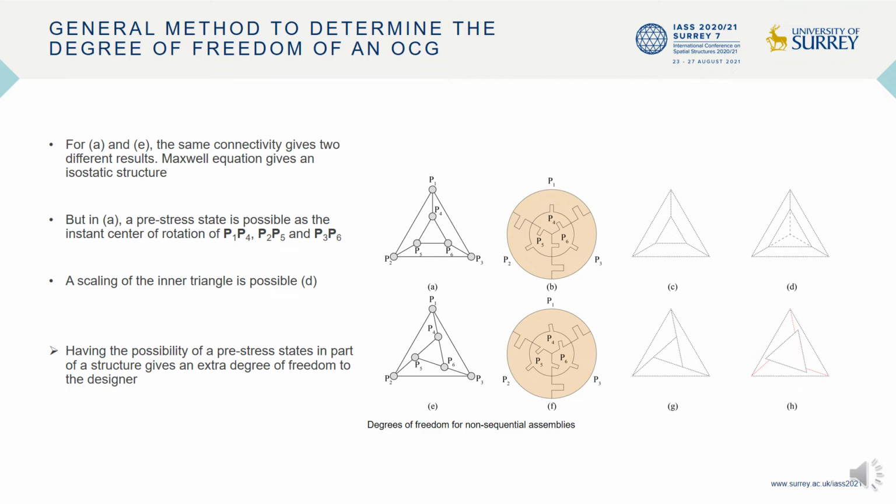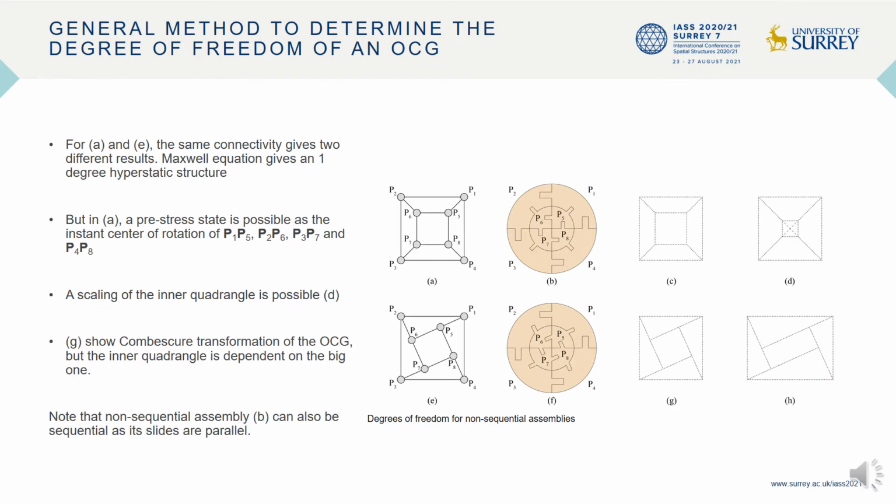This shows that having the possibility of pre-stress in a part of the structure gives an extra degree of freedom to the designer to represent the OCG. You see, the same connectivity gives also 2 different results. The Maxwell equation gives a 1 degree hypostatic structure for both configurations, but in the first case, a pre-stress state is possible as the instant center of rotation meets at the same point in D. The oriented connectivity graph in C or D can be deformed by parallel transformation, and scaling of the inner quadrangle can be done without modification of the big one.